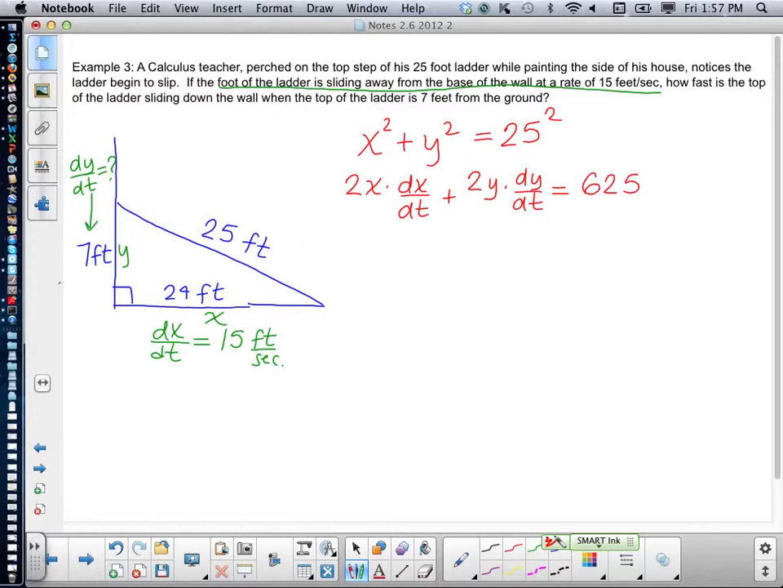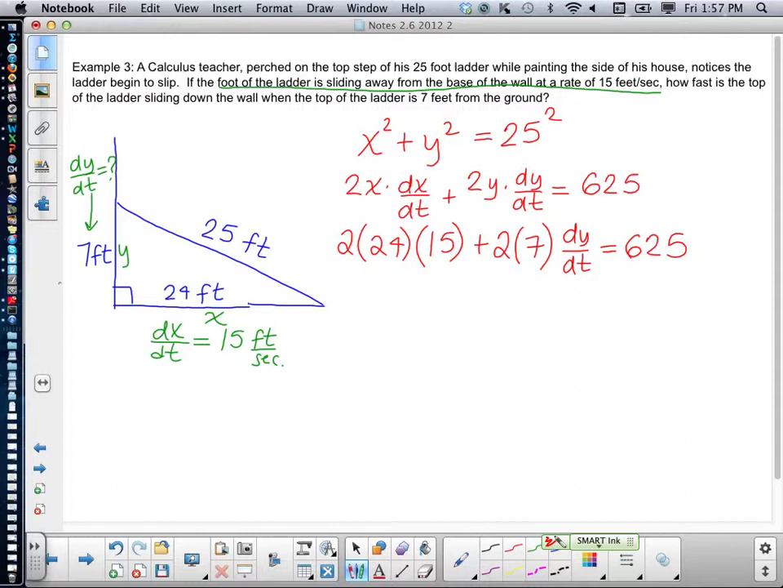So precisely when the ladder is 7 feet from the ground, the x value we said was 24, so we're going to use these two values. So we have 2 times our x value, 24, times our dx/dt, which we said was 15. Did I lose you guys anywhere? No. You're okay? Okay, just tell me. All right, then plus 2 times y, which is 7, times dy/dt, that's our unknown, equals 625.